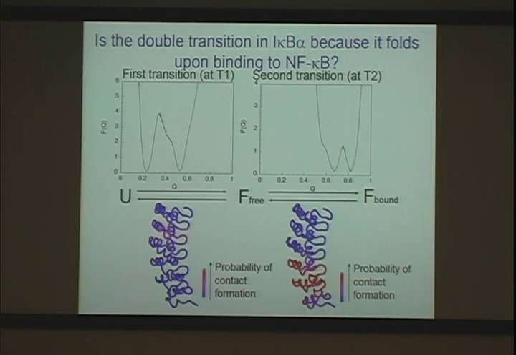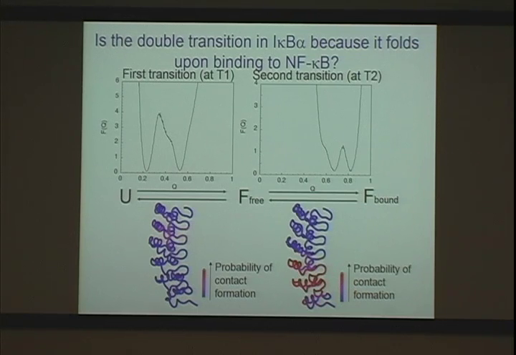And so then if you dig in further into each of those folding transitions, in the first folding transition, what we see is contacts forming between the second repeat and the third repeat of I kappa B alpha. And then later on, in the second transition, we see contacts being made in the fourth, fifth, and sixth repeats of I kappa B alpha.